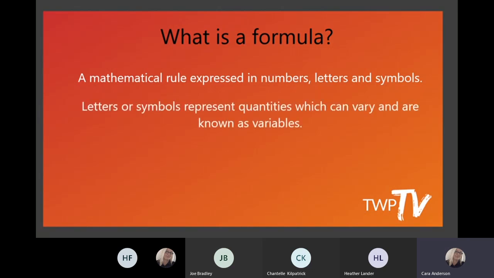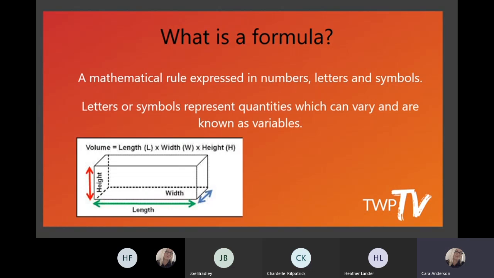So the letters or symbols basically just represent quantities, which can vary, and they're known as variables. That is why they don't use numbers, because the letters or the symbols can go up and down. So for example, when you're working out how long it's going to take you to get somewhere, you're going to use your speed and your miles per hour. There'll always be formulas to do that.